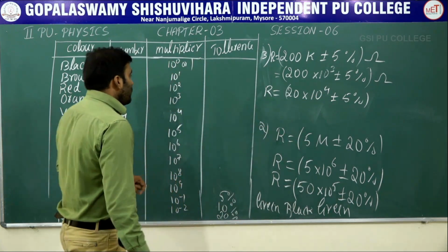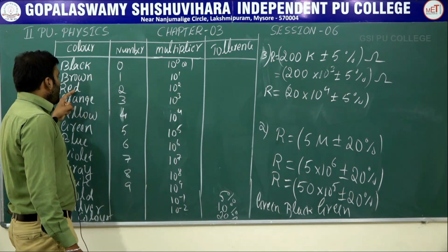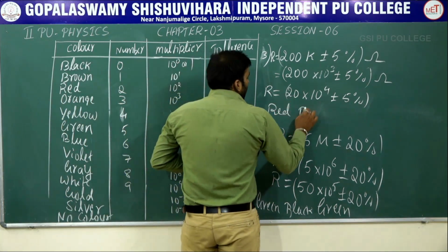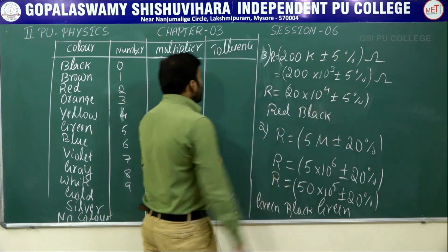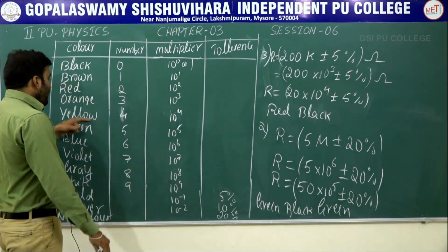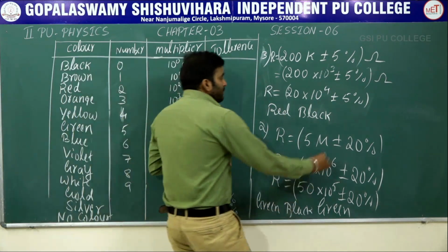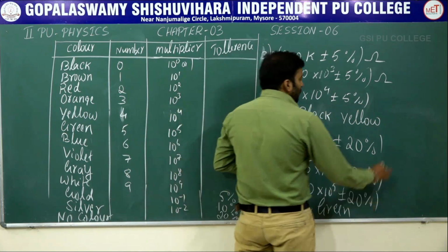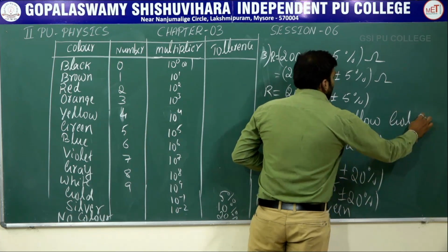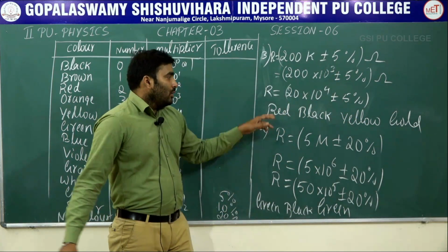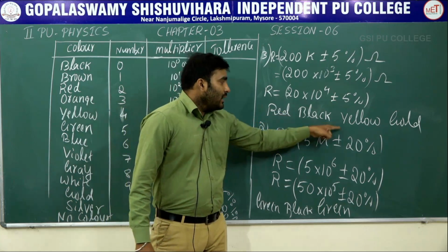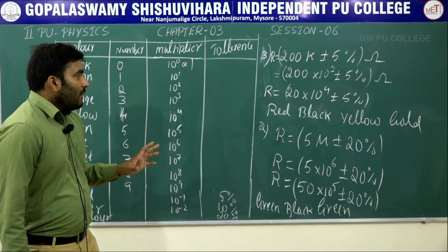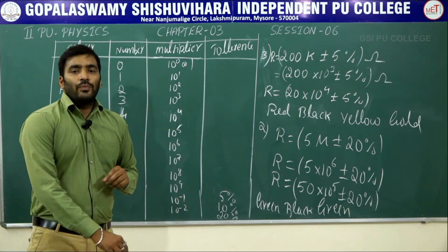Let me write the color sequence for this. 2 0. So 2 is red and 0 is black. Next we have 10 power 4, so for 10 power 4 it is yellow. And we have 5% of tolerance, therefore it is gold. So we have found the sequence of colors: red, black, yellow and gold. So this is how you can find the color sequence when the resistance is given.